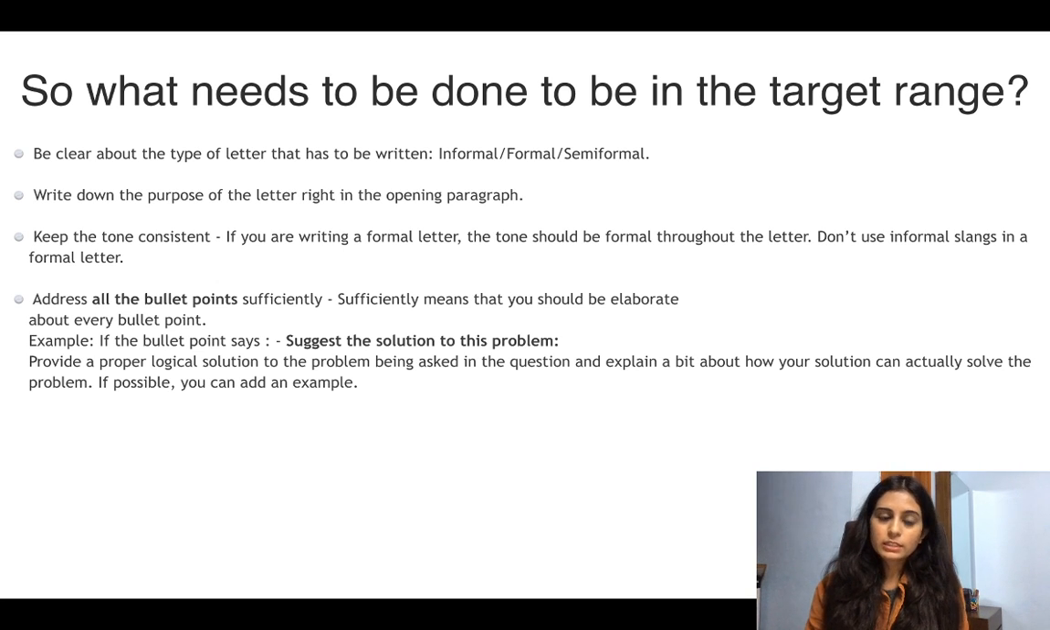Keep the tone consistent. Now we saw that in all the band descriptors for all the band scores that you need to be consistent with your tone, and your tone also needs to be appropriate considering the context. So if you're writing a formal letter, the tone should be formal throughout the letter. Do not use informal slangs in a formal letter. So we are clear till here. The next point is address all the bullet points sufficiently, where sufficiently means that you should be elaborate about every point. So elaborate each and every point properly.